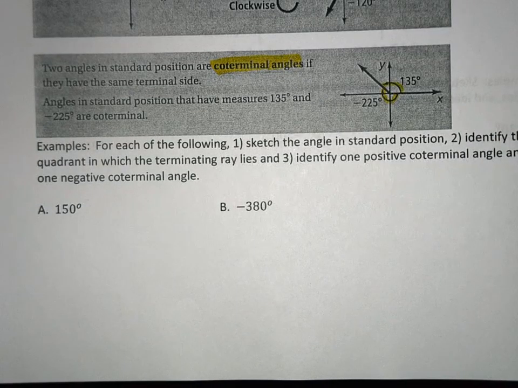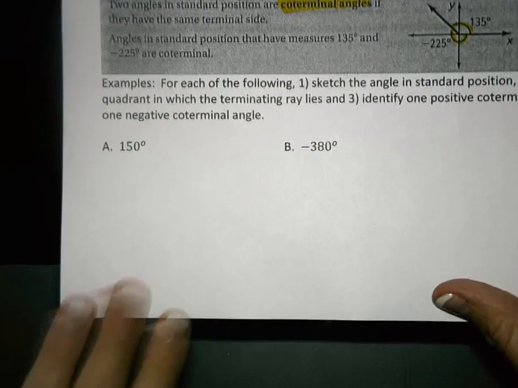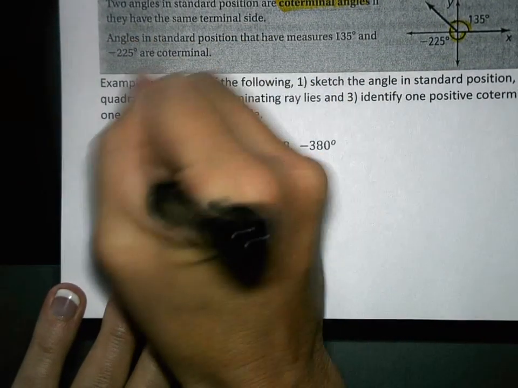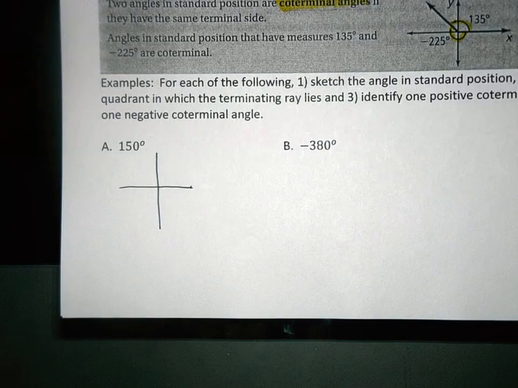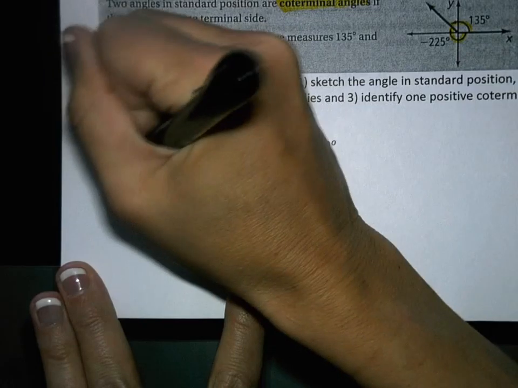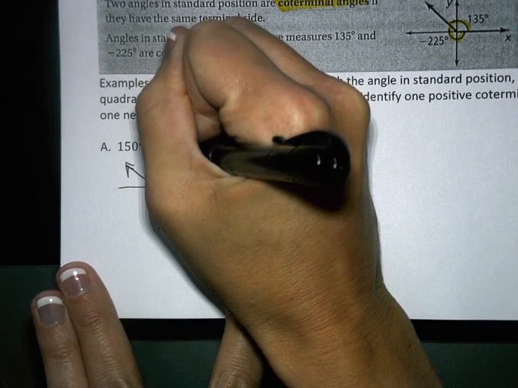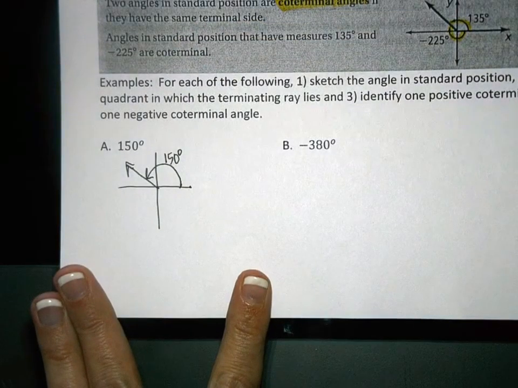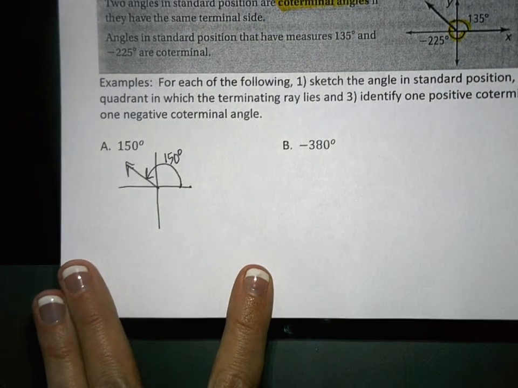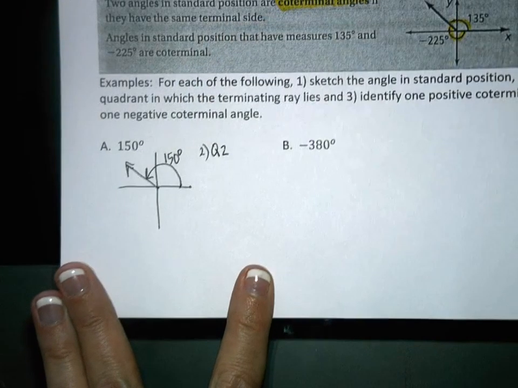Okay, so we're going to go ahead and skip down here to our first examples. For each of the following, we're going to sketch the angle in standard position. So let's start by doing that on A first. So we have 150 degrees. What quadrant will that end in? Very good. So we're going to draw our terminal side, and then we're going to draw our angle, and that is 150 degrees. So we've sketched that angle. Number 2 said identify the quadrant, and you already did that, which was quadrant 2.